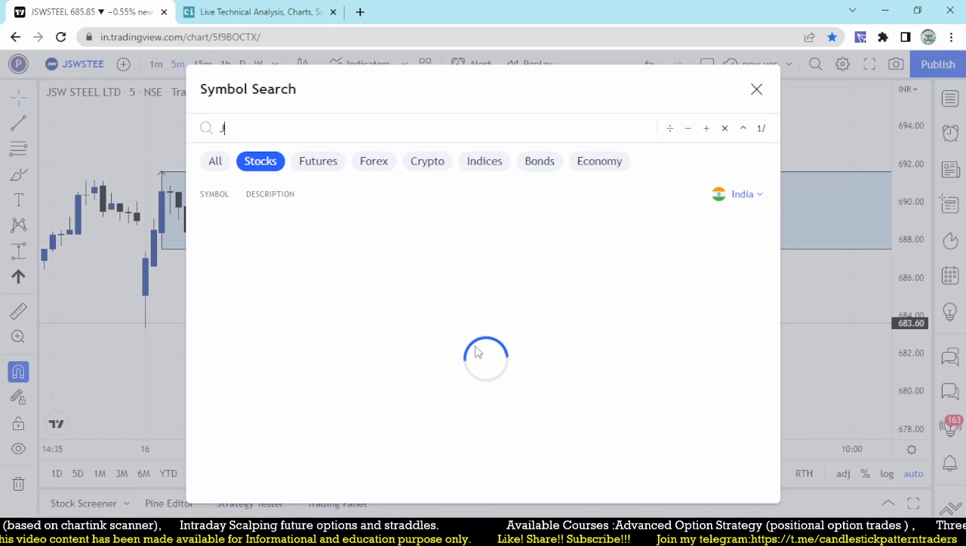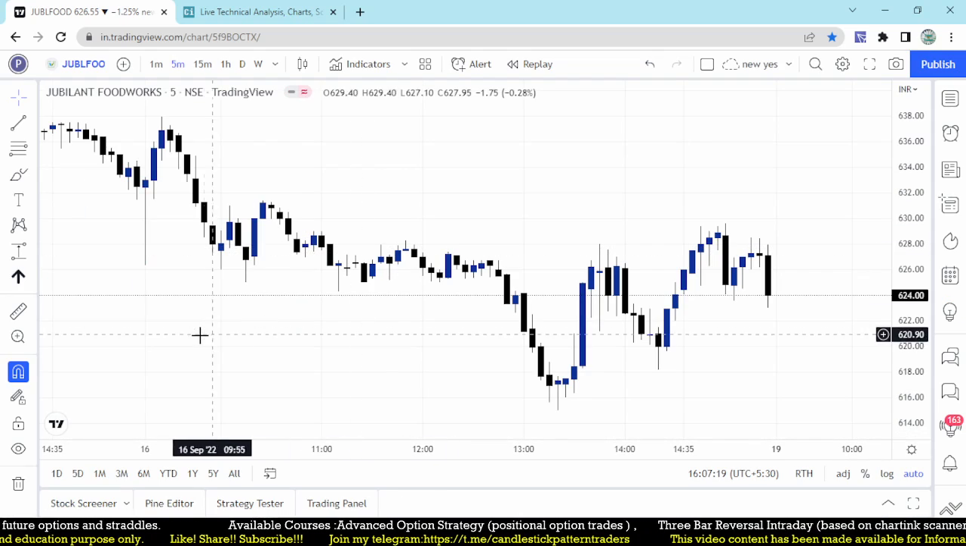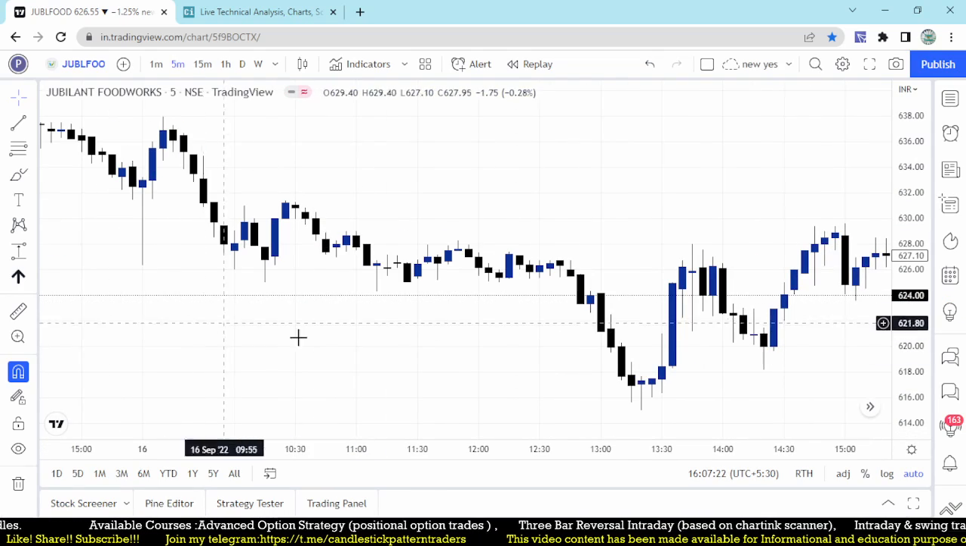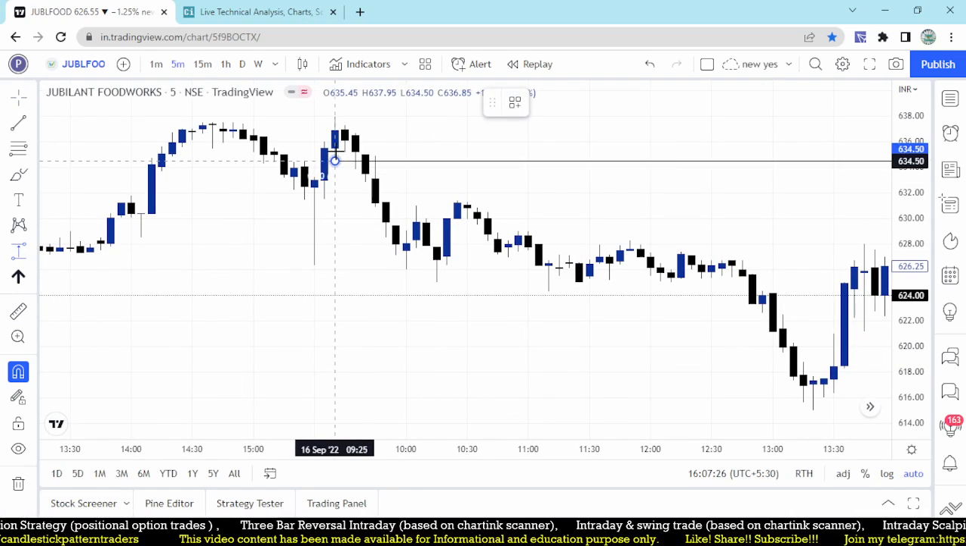And then IBL. Let me show you how it worked. Here, let's look at this stock, and this was the first three candles, so the first third candle.